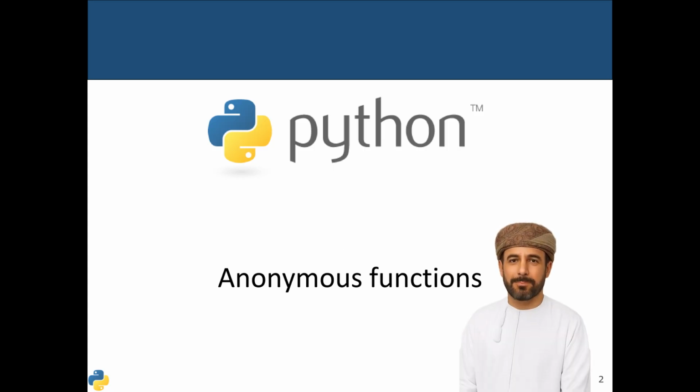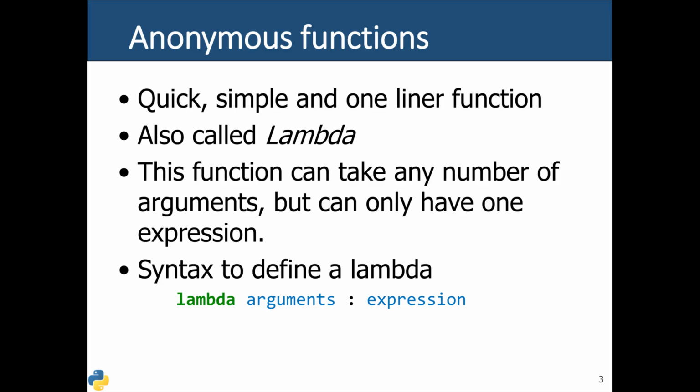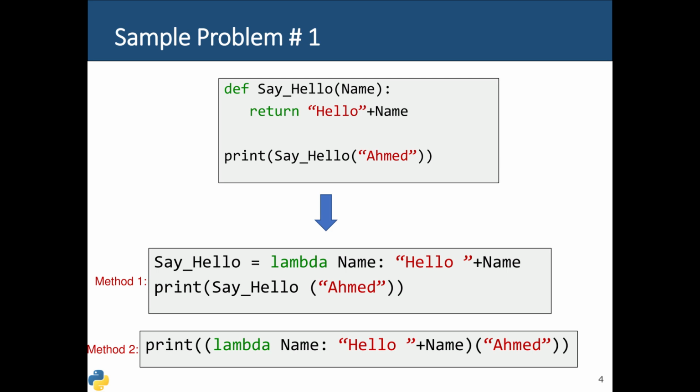Today, we delve into advanced functions in Python, starting with an overview of the topics we'll cover. Our first advanced topic is anonymous functions, which are also commonly known as lambda functions in Python. Anonymous functions are quick, simple, one-liner functions that can take any number of arguments, but are limited to only one expression. Let's look at a sample problem to understand how to convert a regular function into a lambda function.